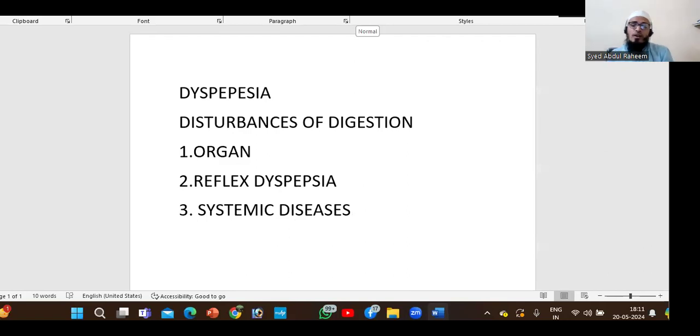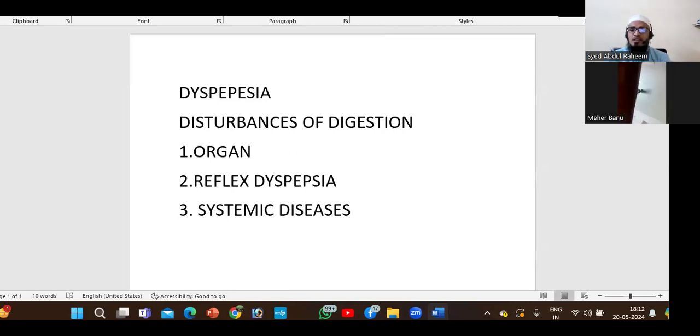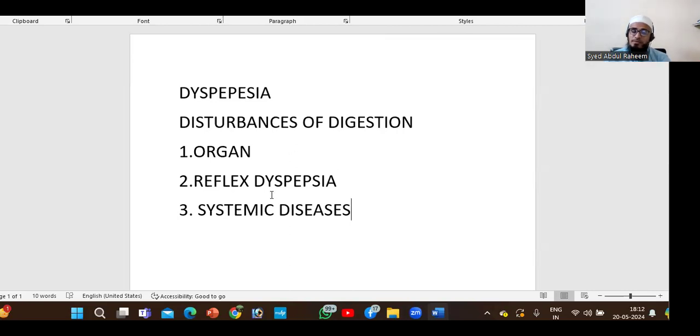So one is organic disease, meaning the stomach itself is involved. The second is reflex dyspepsia, in which other organs are involved, like the gallbladder, pancreas, or infection. Next is systemic diseases, in which other organs are involved, like the heart, the lungs, or anemia. This will cause dyspepsia. Next, another type of dyspepsia, that is functional disorder.